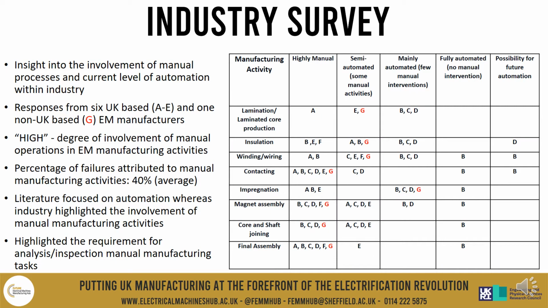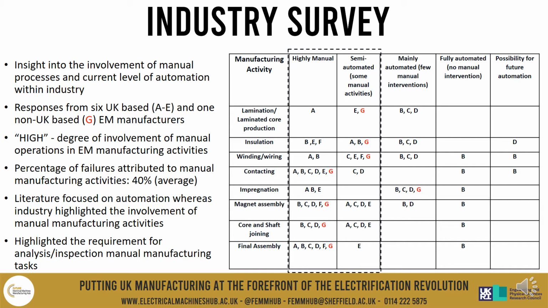An industry survey was conducted to obtain some insight into the involvement of manual processes and current level of automation within EM manufacturing industry. We obtained responses from 6 UK-based manufacturers, which are shown as A to E in the table, and 1 non-UK based, which is shown as G in the table. The responses from industry indicate that a significant portion of activities are highly manual or semi-automated with supporting manual interventions. The respondents also highlighted that some activities, such as forming reliable contacts, are difficult to automate.